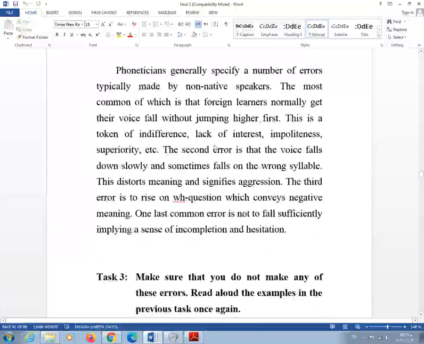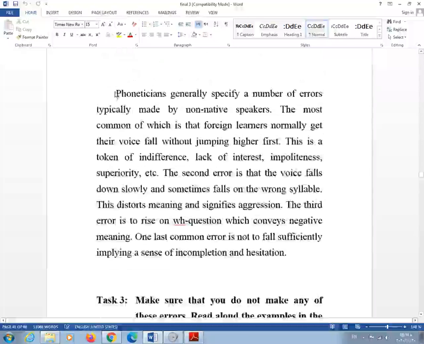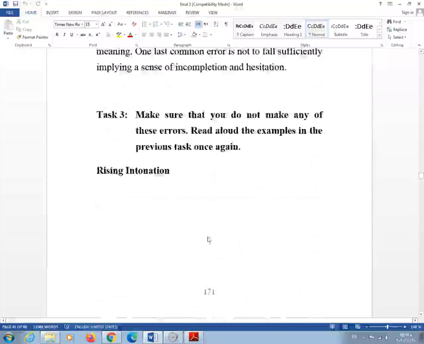So here we have four errors that we should avoid in order to keep our intonation right. Okay, the first one: try to make your focus words important and really different from the rest of the words, and please try to avoid all these errors or fix these errors in order to get the job done. Okay, this is a very important paragraph. This is really a very, very important paragraph, so try to pay attention to it.